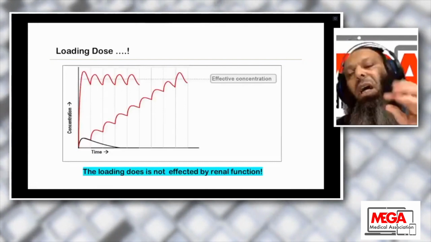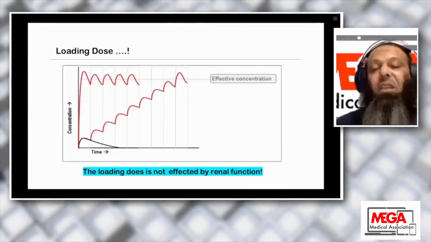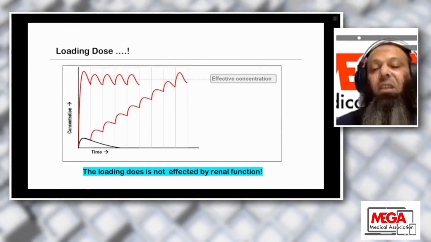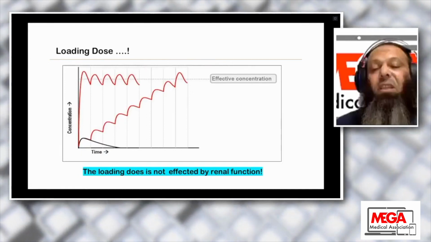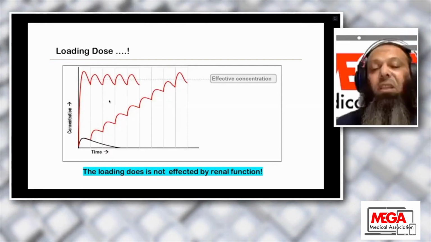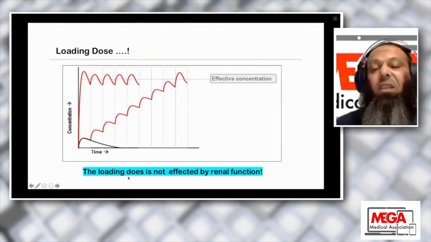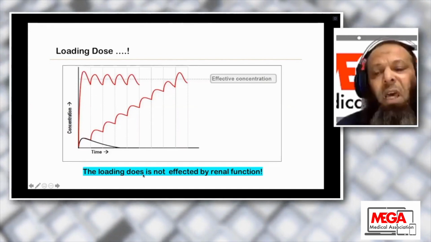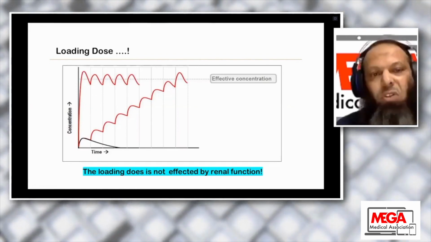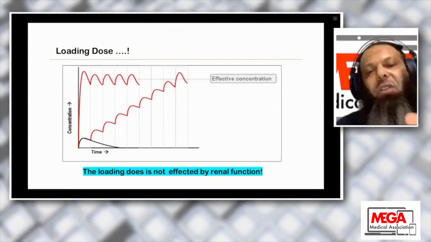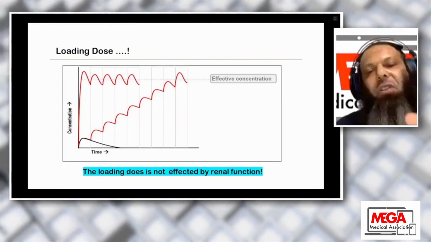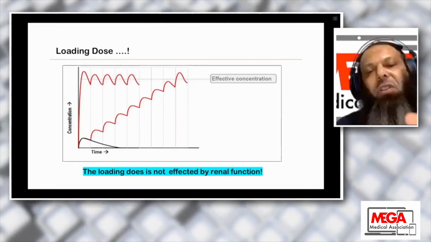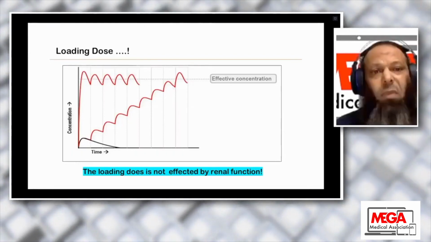This is the pattern of how important using the loading dose is. If, for example, you are using antibiotics like meropenem or colistin, for effective concentration the loading dose usually is not affected by renal function as a stat dose. So this is very important when you are giving a drug or antibiotic like colistin. You have to use the full loading dose, like 9 million units or more.